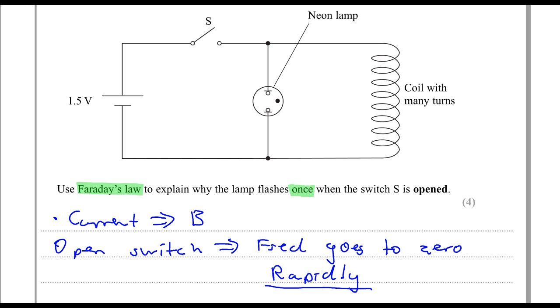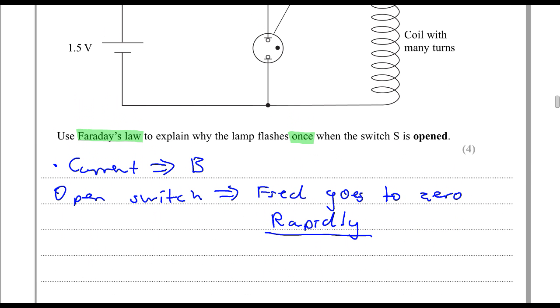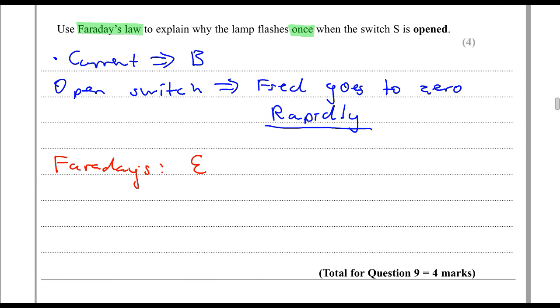So why does this make the lamp flash? We need to remind ourselves what Faraday's law is. And Faraday's law says that the EMF induced is equal to the rate of change of magnetic flux linkage. So it's delta phi over delta t.